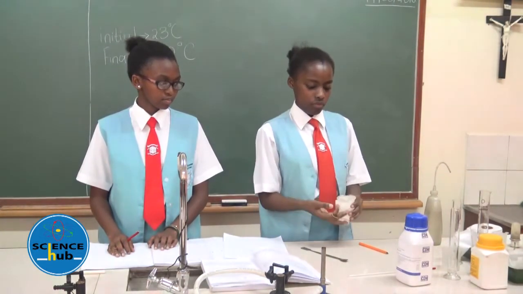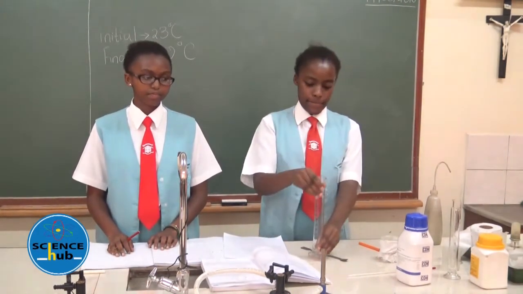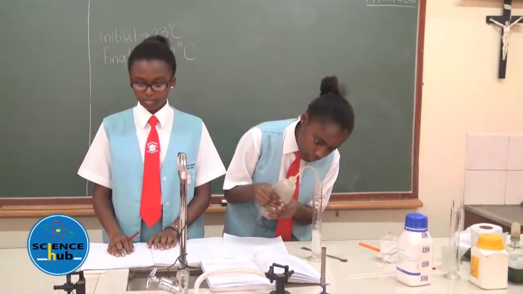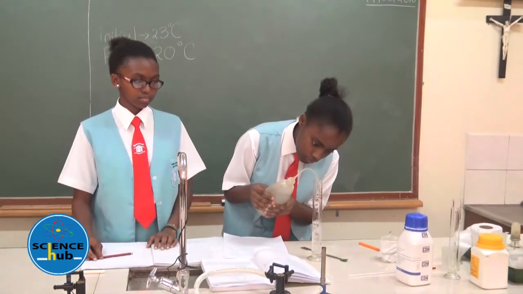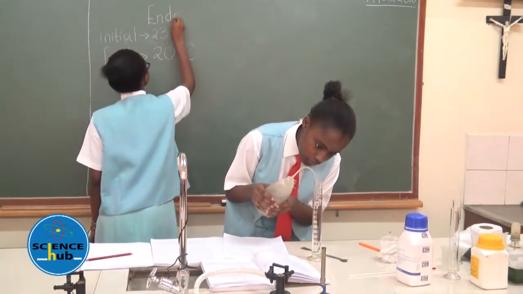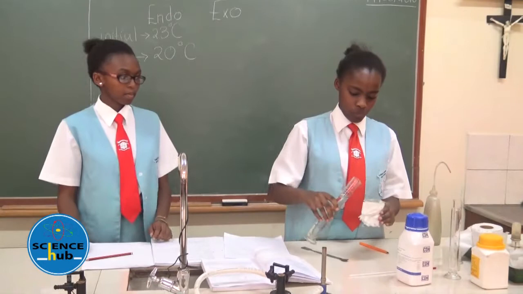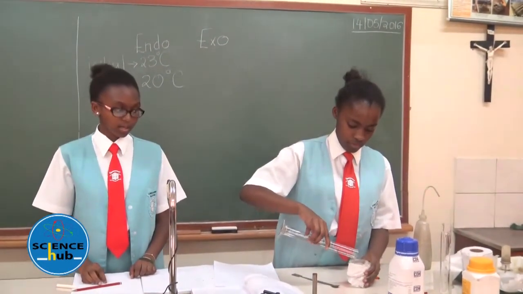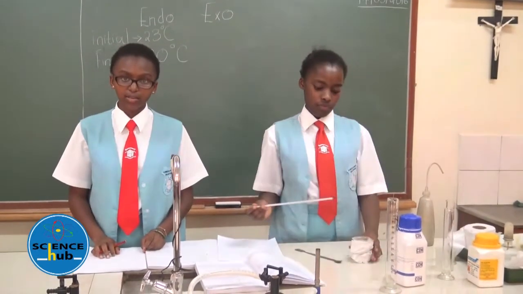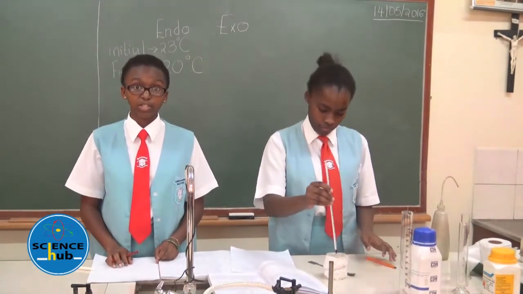We will measure 100 milliliters of water in a measuring cylinder, and it will be added to the beaker. For this reaction, we would like to see what happens when sodium hydroxide is dissolved in water. So we will add two spatula fulls of sodium hydroxide after we have recorded the initial temperature of water.